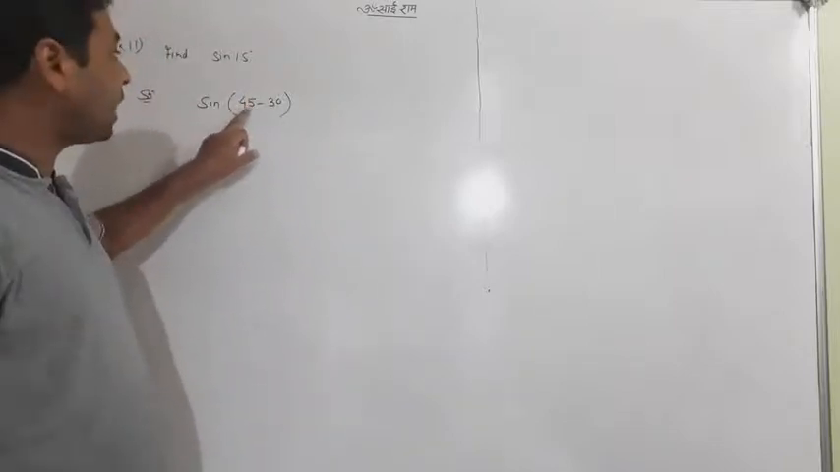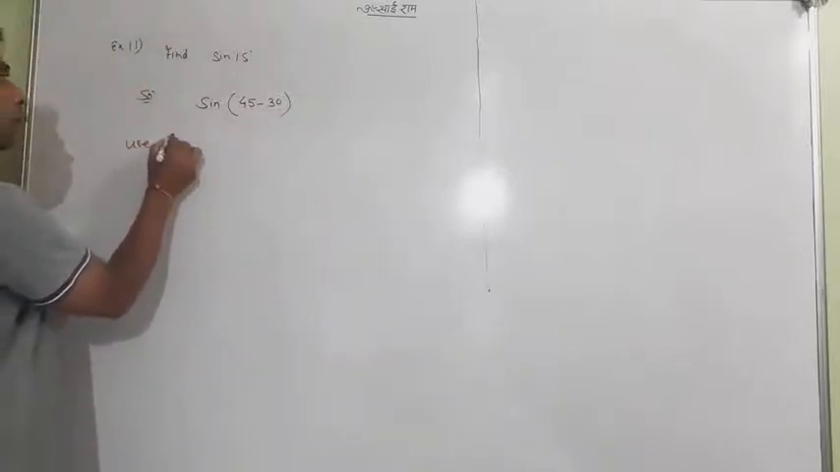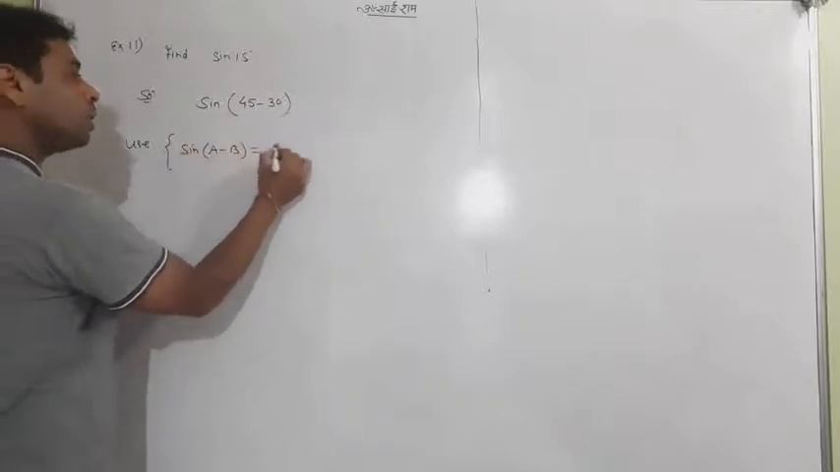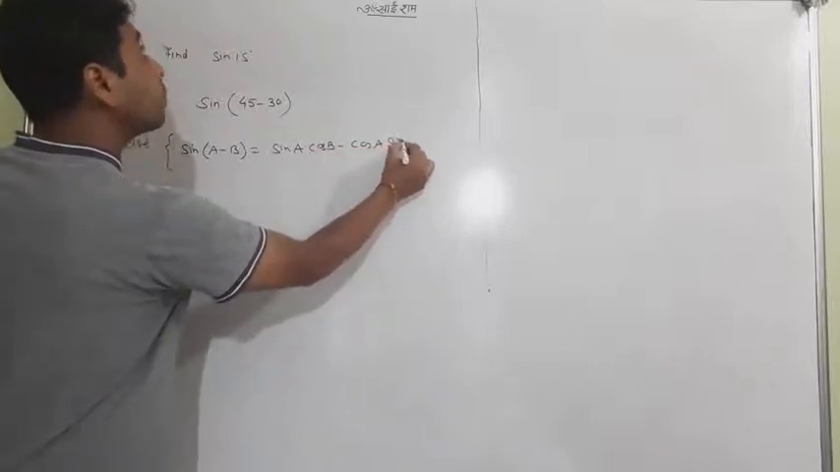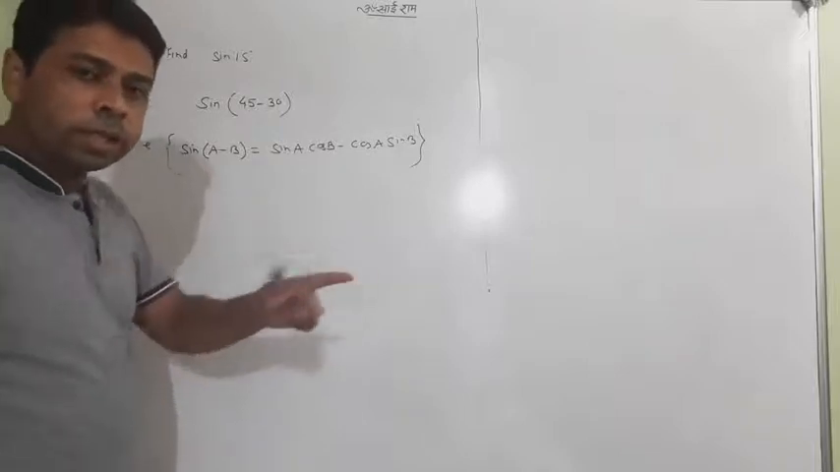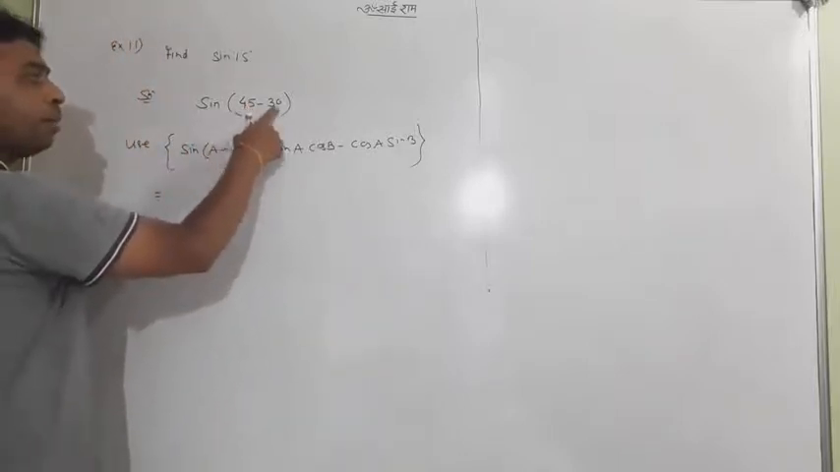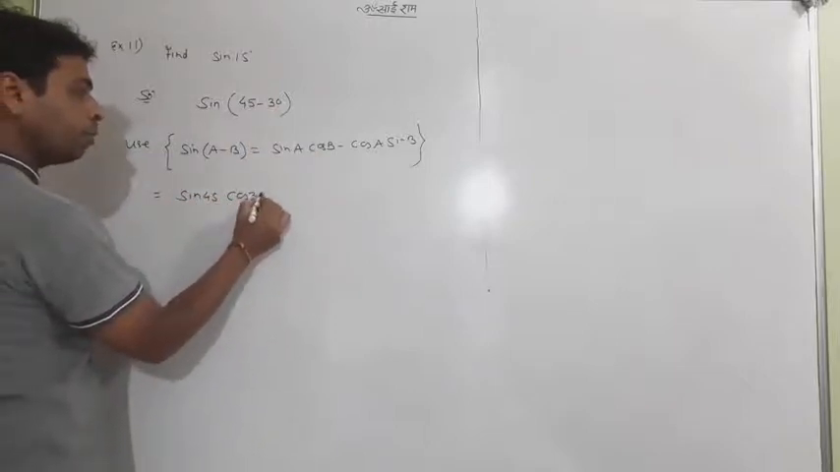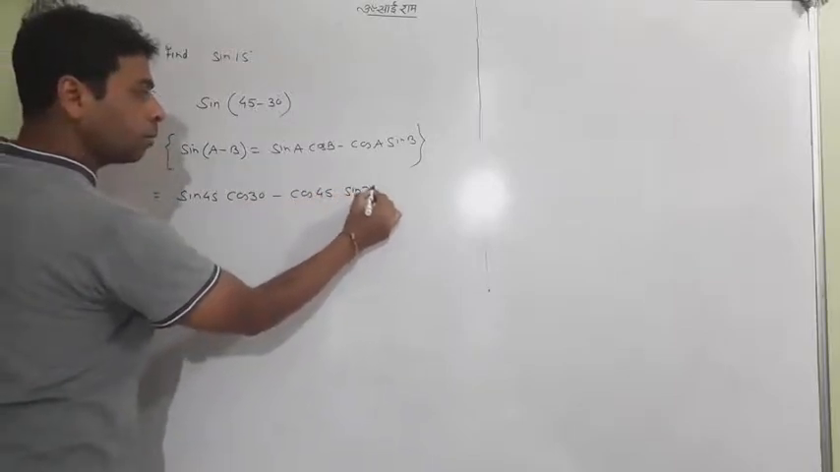Now you assume it is A and it is B and use here the formula of sine A minus B, which is sine A cos B minus cos A sine B. It's a formula. Now you can see it in the list of the formulas, sine A minus B, A and B. So use it: sine 45 cos 30 minus cos 45 sine 30.